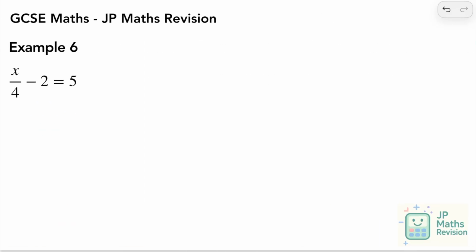So this one here, again, we want to get x by itself. So the thing that's in the way of x being by itself this time is the minus 2 and the divide by 4. So to get rid of the minus 2, we have to add 2. So we end up with x over 4 equals 7. And then to get rid of the divide by 4, we need to do the opposite, so times by 4. So we end up with x equals 28.